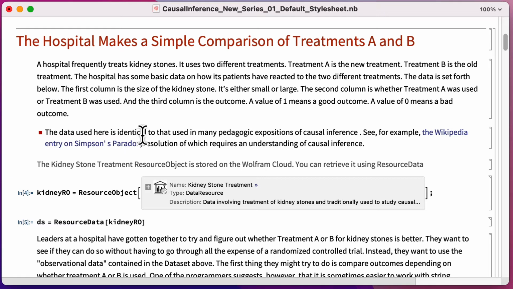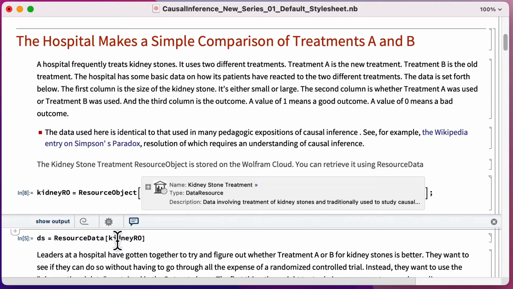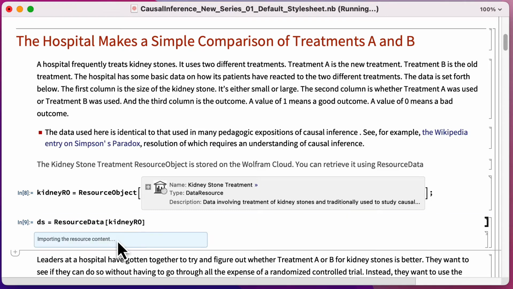You should know that the data actually is the same data that's used in many pedagogic expositions of causal inference. If you look at the Wikipedia entry, for example, on Simpson's paradox, which requires a little bit of an understanding of causation, you'll see that it uses the same data that I'm using here. All right, let's go get it. Let's bring in this data.